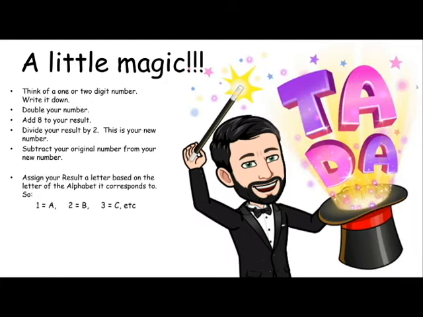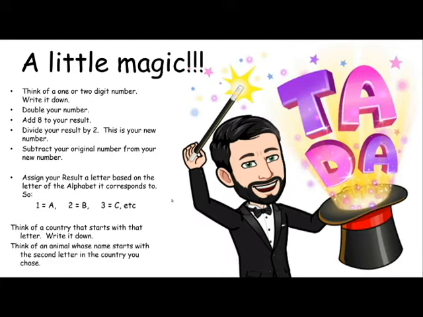And then I would like for you to assign your result a letter based on the letter of the alphabet it corresponds to. So if you got the final answer of 1, I'd like you to assign the letter A. If you got a final answer of 2, I'd like you to pick the letter B. 3 is C, and so on, all the way through 26. If you got a number higher than 26, which is Z, I recommend that you recalculate because something has not gone right. And then I'd like you to think of a country that starts with that letter and write that down. And then lastly, I'd like you to think of an animal whose name starts with the second letter in the country that you chose.